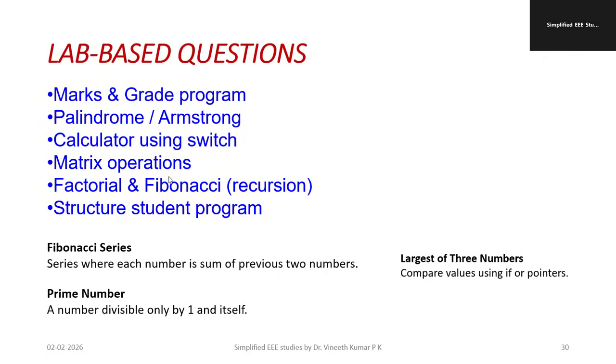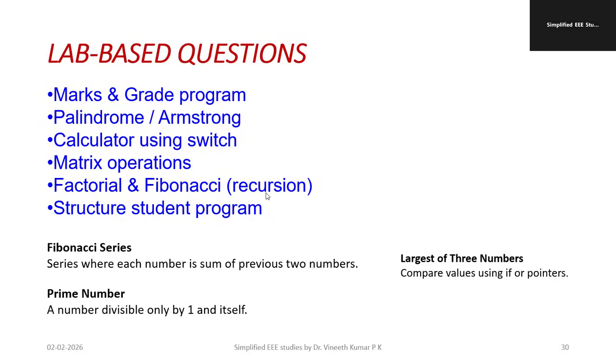Next, we have to expect some kind of laboratory-based question because it's an integrated course. Computing marks and grade, program based: if it is 70 percent, the marks is first class. Above 80 percent, marks is distinction. You can go for the program which I discussed at the beginning. Checking palindrome and Armstrong number, for example 151, whether it is an Armstrong number or not. Calculator using switch. Then matrix operation, printing of a 3 by 3 matrix.